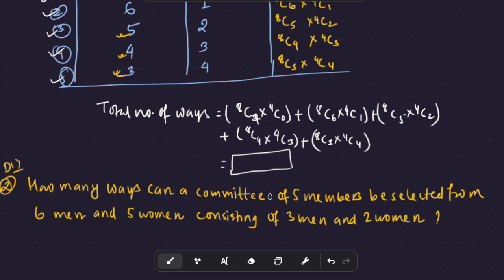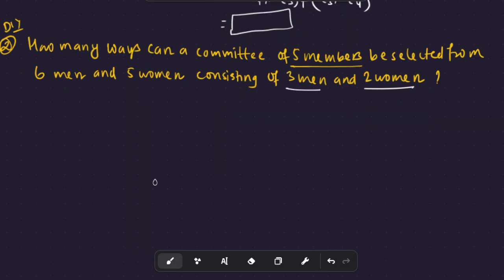In how many ways can a committee of 5 members be selected? The total number of members in the committee is 5. Now, the 5 member committee consists of 3 men and 2 women. It is fixed. The number of men and number of women are fixed. Now we need to find in how many ways it can be done. How many committees can be formed? The committee should consist of three men and two women. Three men should be selected out of six men, and two women out of five women. Now get the answer. How much will you get?